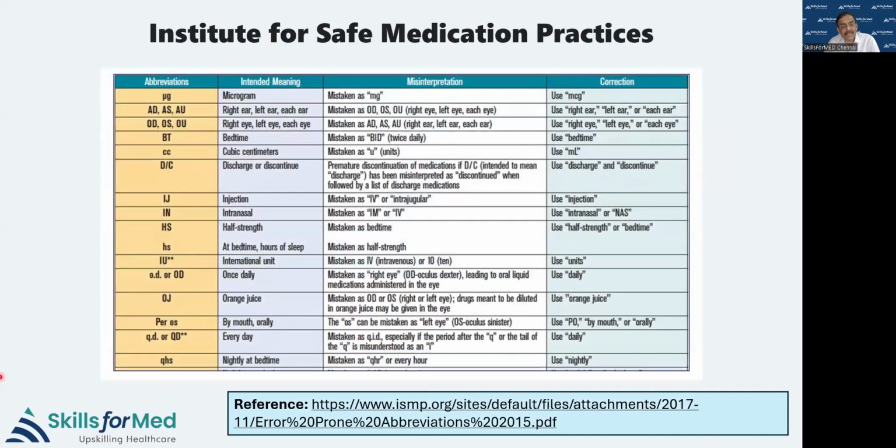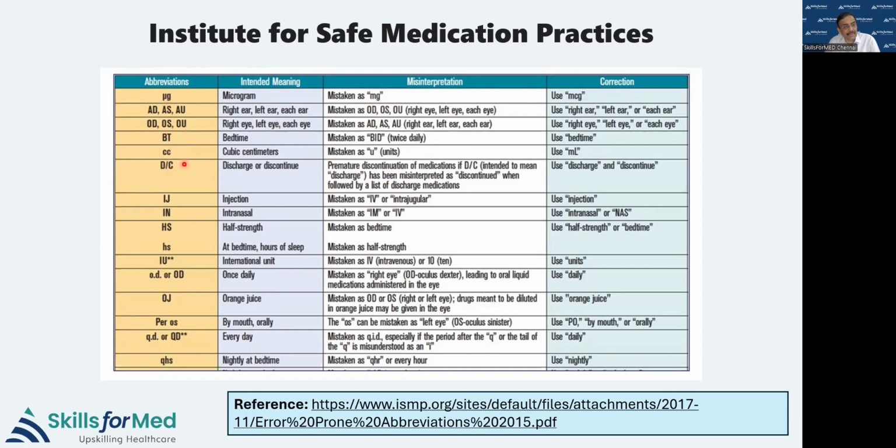Now here is the Institute for Safe Medication Practices, ISMP, guideline for avoiding dangerous abbreviations. These are all the dangerous abbreviations here on the left side you can see. I'm just going to take a few examples, and they give the logic of why, the misinterpretation, and the correction. If you write microgram like mu and g, it can be mistaken as milligram. Okay, so the huge difference, isn't it? So always use mcg, not mu and g. When you write microgram, it should be mcg, and when you write milligram, it should be mg, and when you write grams, it should be g.